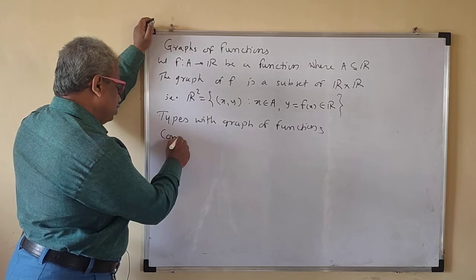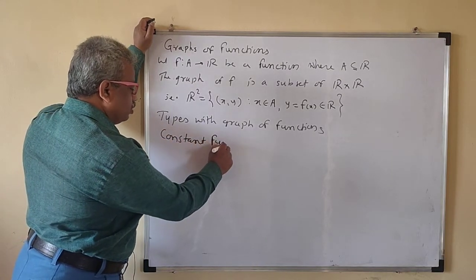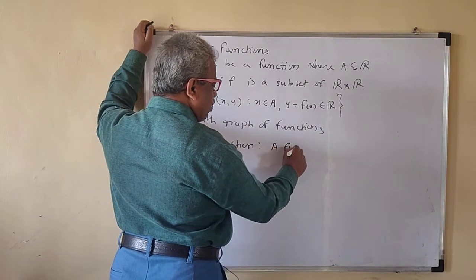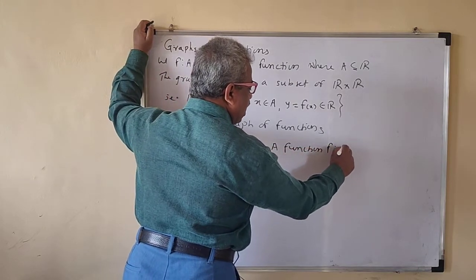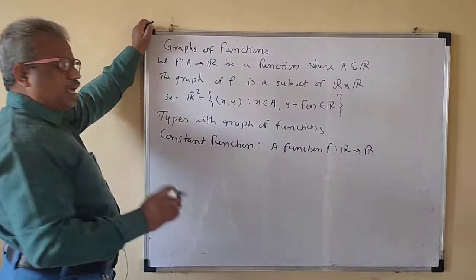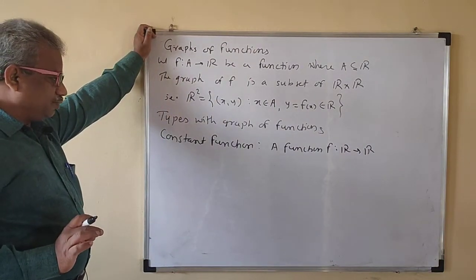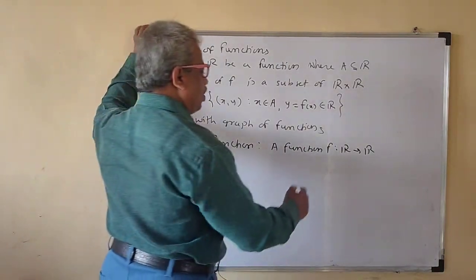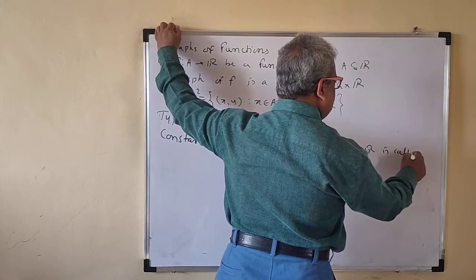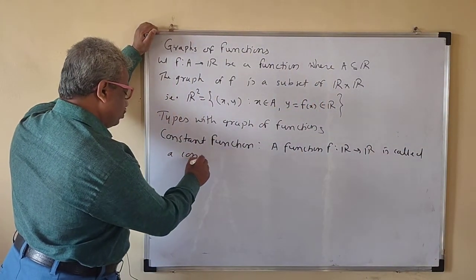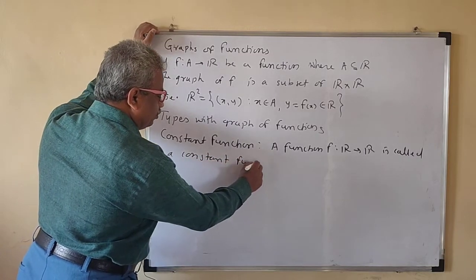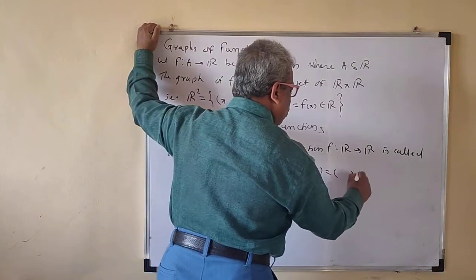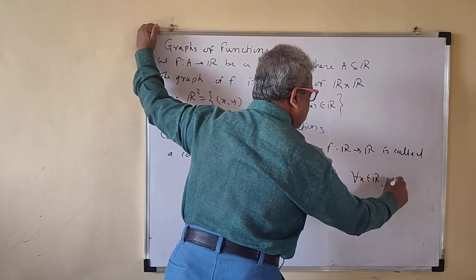So first is the constant function. Definition: a function f from R to R, because we can plot the graph of a real valued function, so the domain should be a subset of R. A function f from R to R is called a constant function if f of x is equal to c for all x belongs to R, c belongs to R.